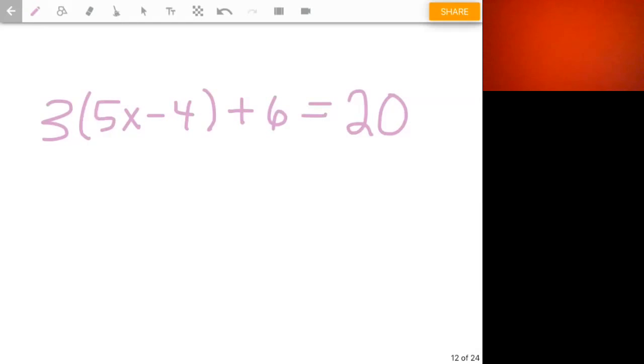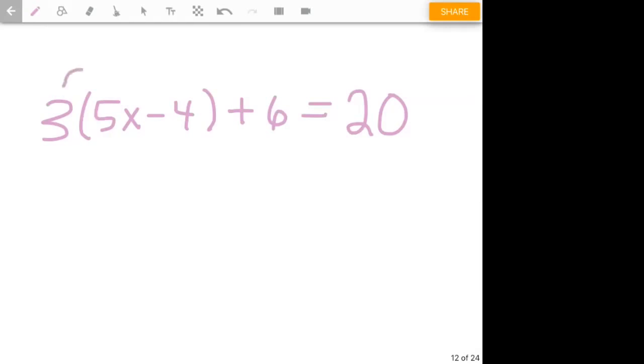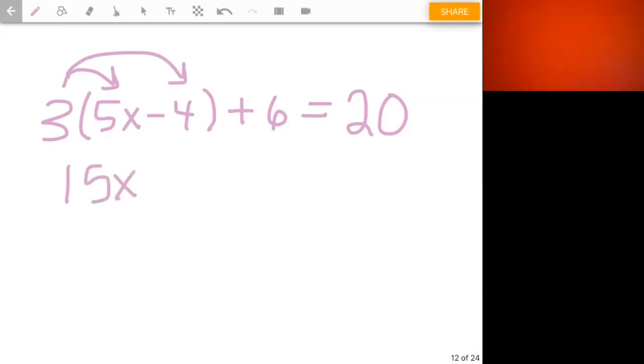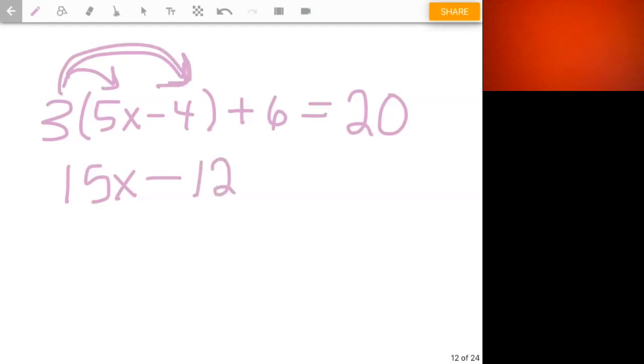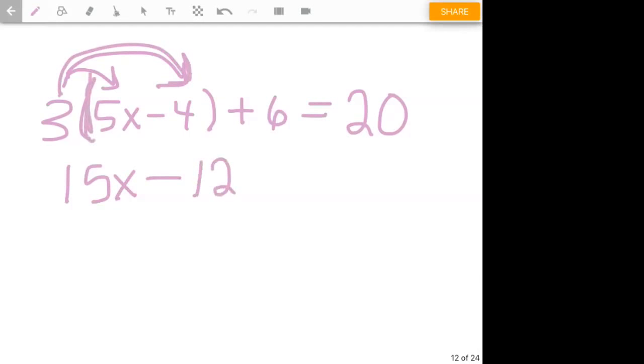Okay. Well, whenever you have something outside the parentheses, it's called distribute. You remember learning that? Yes. So we're going to distribute that 3 to what's in the parentheses. So that means we're going to do 3 times 5x minus 4, and then you've got to do 3 times 4. So the 3 only goes to what's in the parentheses. It doesn't go to the 6 here, so we're just going to leave the 6.